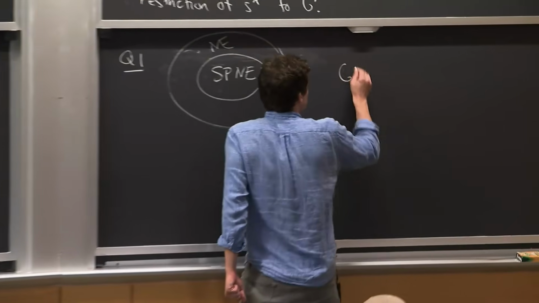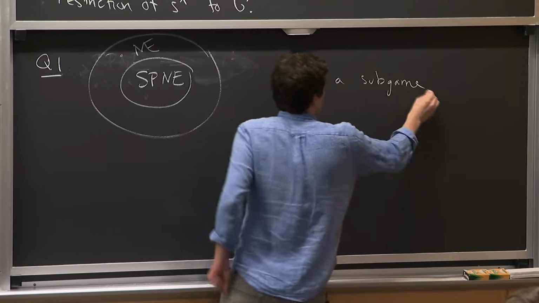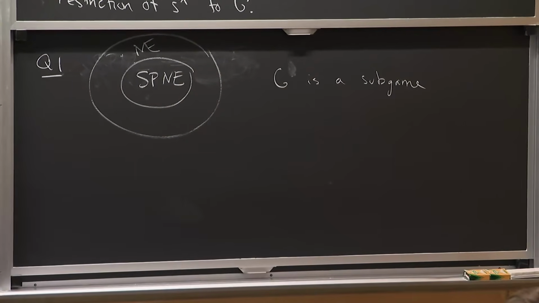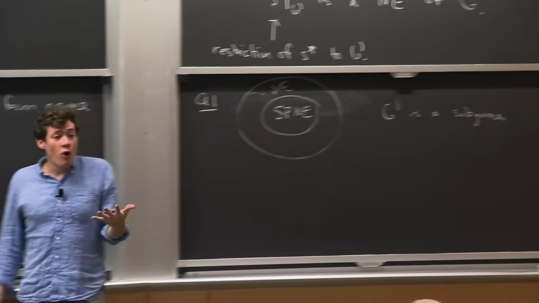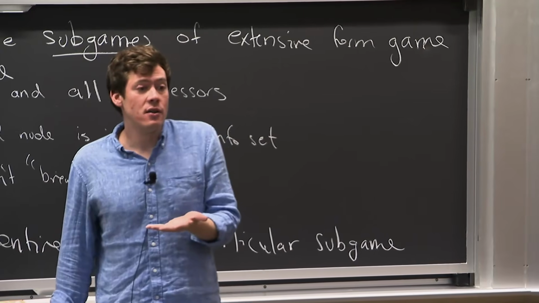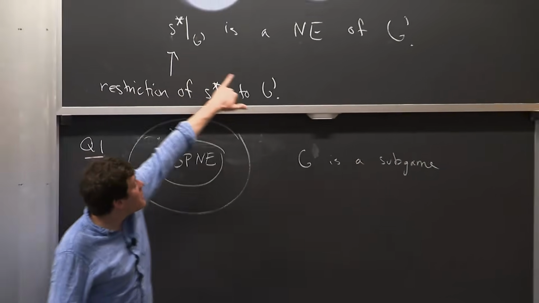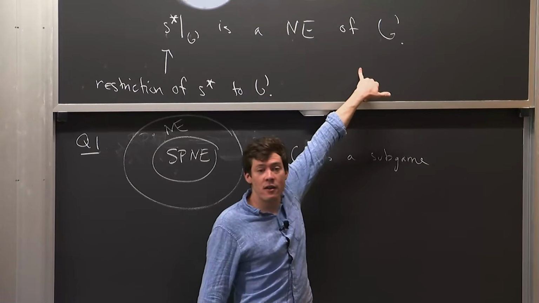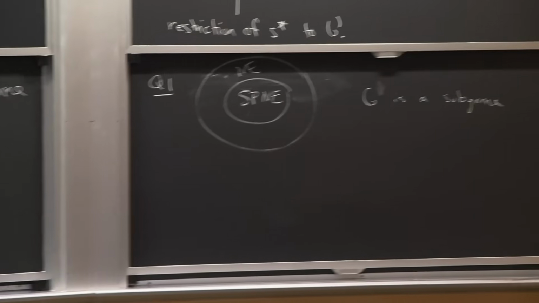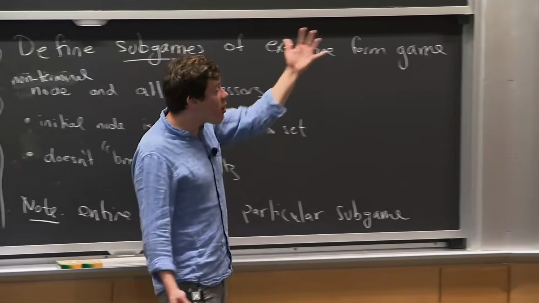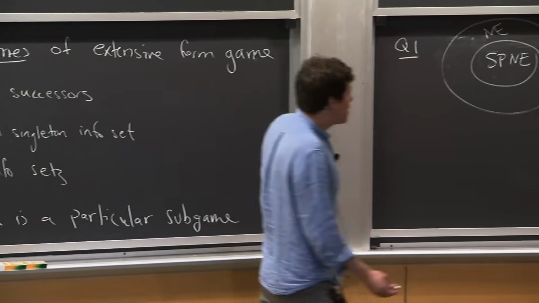Well, G is a subgame. So let's look at our definition. Our definition says for every subgame, this statement holds. So in particular, it holds for the special subgame G prime equals G. If we plug that in, it says the restriction of S star to G is a Nash equilibrium of G. But what is the restriction of the strategy profile to G? It's just the strategy profile itself, because G is the entire game. So this is stronger than Nash equilibrium, but it implies Nash equilibrium.